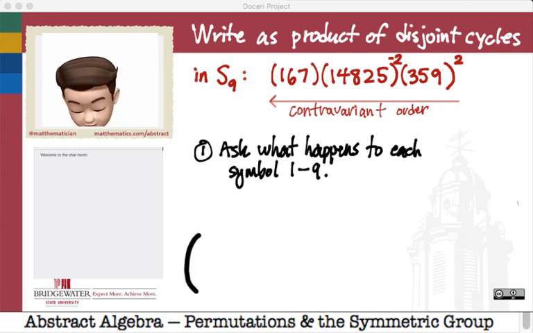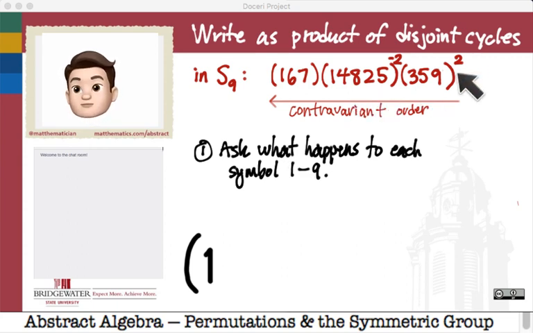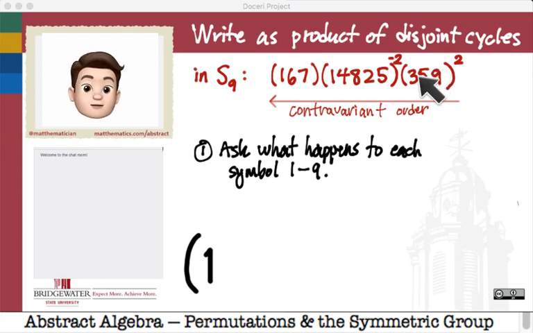So I'm going to start by writing a big 1 in these parentheses, and then try and figure out what happens to 1. So where does it land after all this permutation happens? Where does 1 end up? So I'm going to go one permutation at a time, one cycle at a time, and ask what's happening to the element 1, position 1, as each of these cycles does its thing.